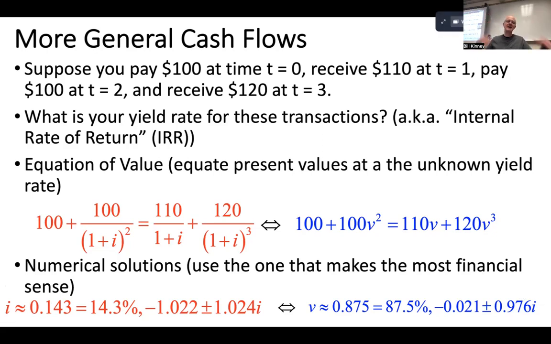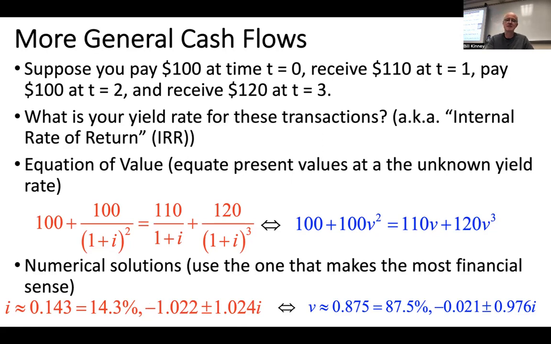But how can complex interest rates exist? How does that make any sense? Well, it doesn't really make any sense unless you allowed complex number money, which we don't. So it makes the most financial sense to use the 14.3% for the yield rate. And you can and probably should after class check that answer with both your calculator and mathematics. But for the moment, if you're taking notes, you can write it down.